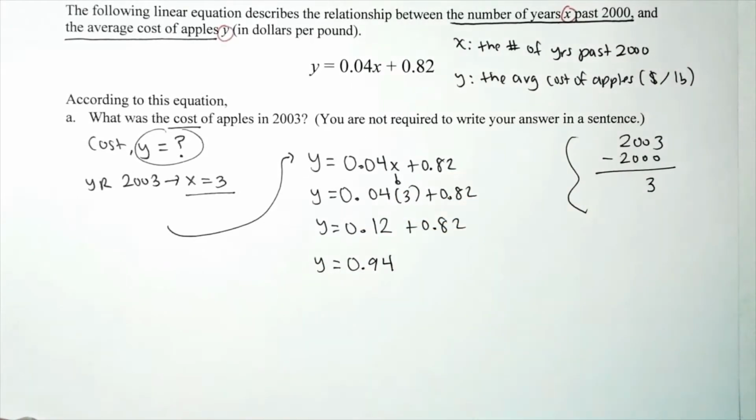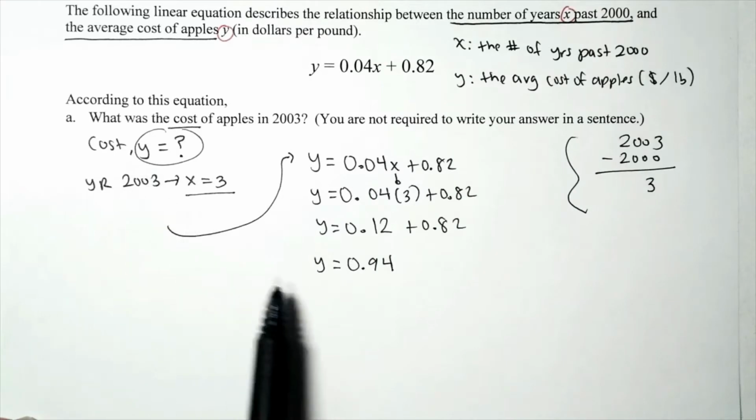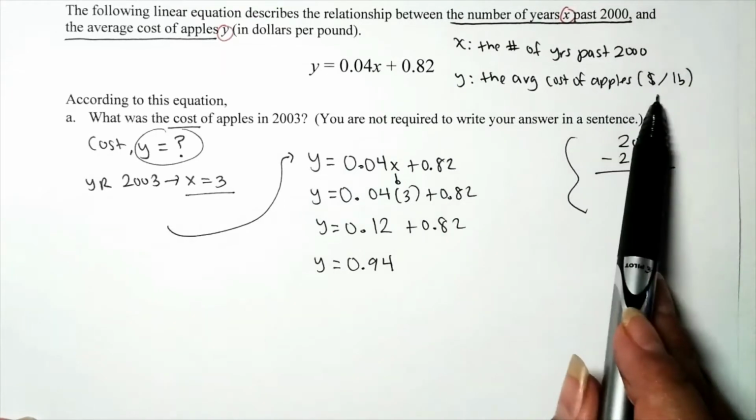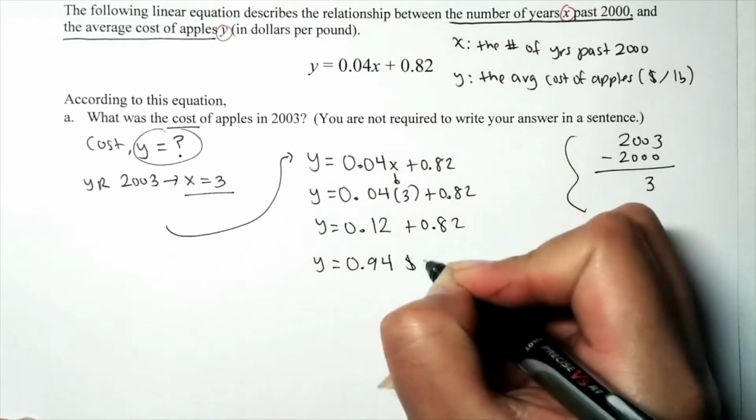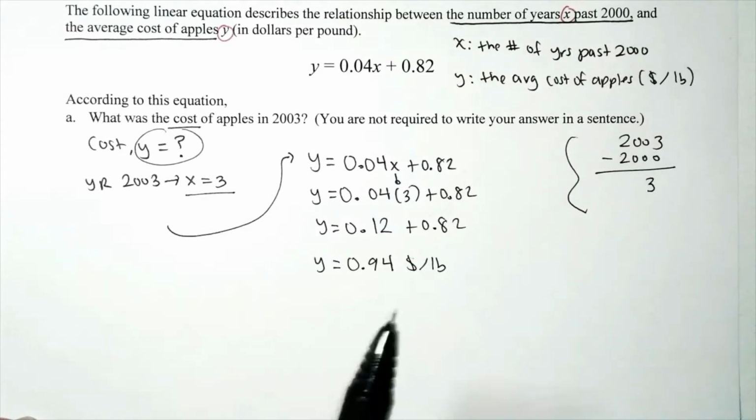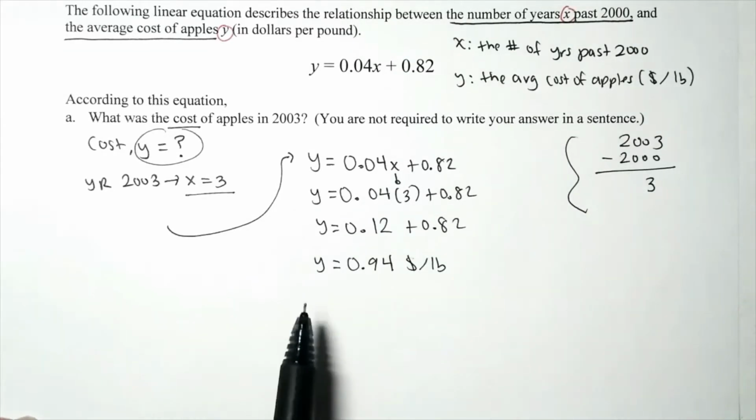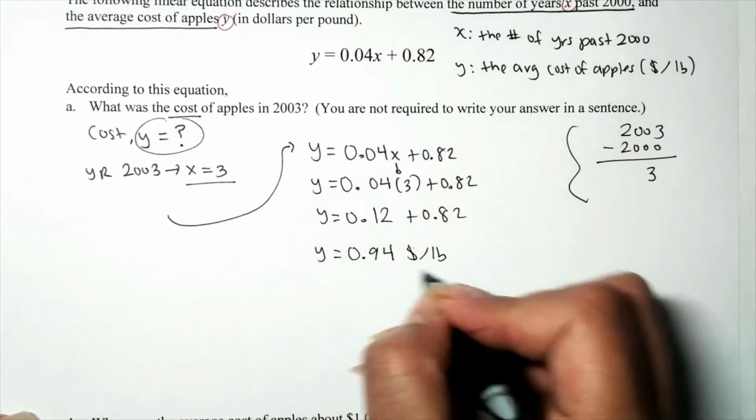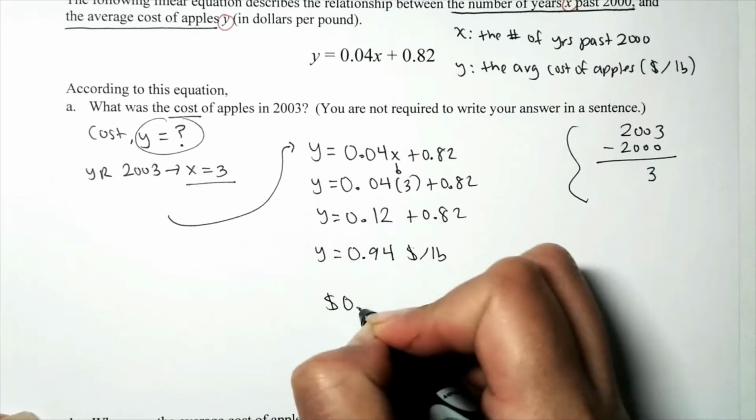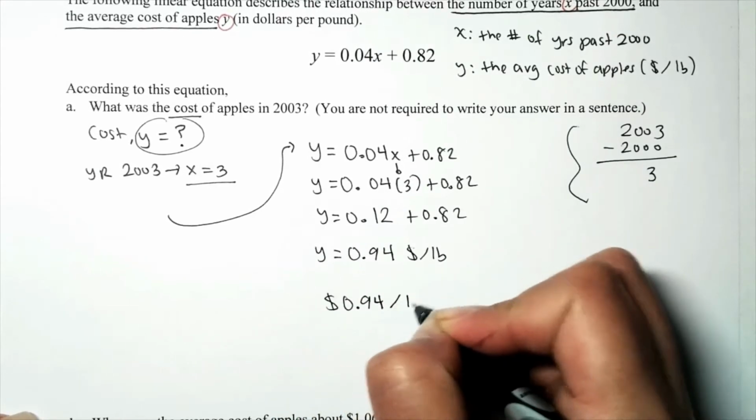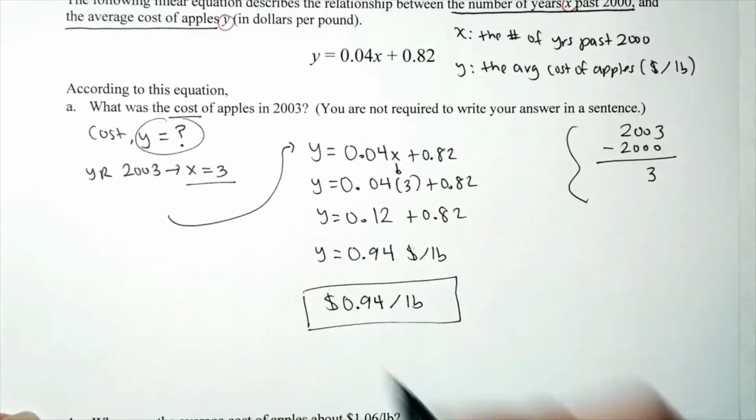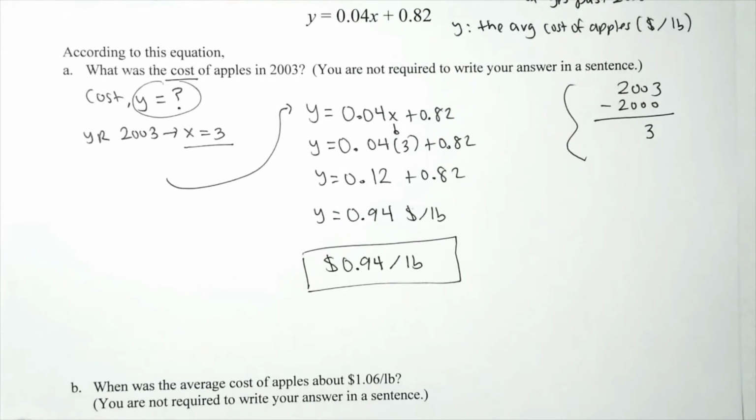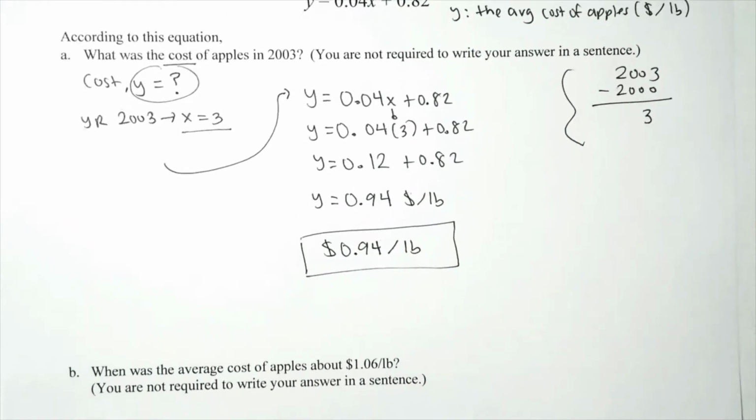Okay, so the question says, what was the cost? In this case, that was the cost. Y represents the average cost of apples, and the units are in dollars per pound. So let me just tag along the unit. Although we don't have to write our answer in a complete sentence, please don't submit the variable in your answer. So it's going to be 94 cents a pound. We're going to put the dollar sign. In 2003, the average cost of apples was about 94 cents per pound. Oh yeah, we pay way more than that.